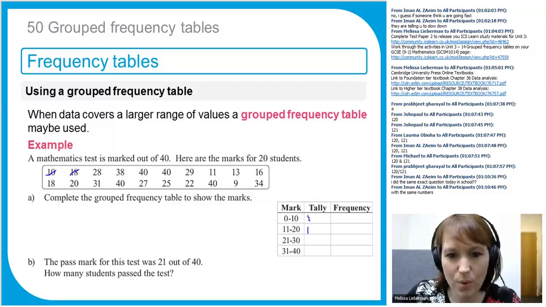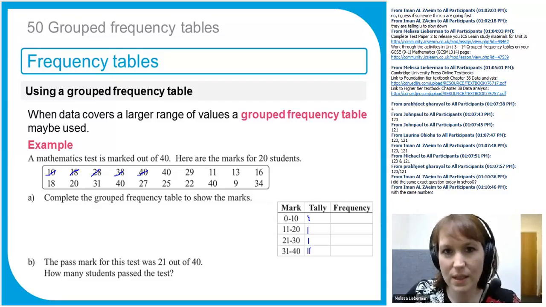If somebody scored 28, so all the numbers that start with a 2 more or less will go in there. 38 will go in there. 40 will go in there. If you're watching this and you want to pause it and fill this in yourself, you can. I'm going to reveal the complete answer now.